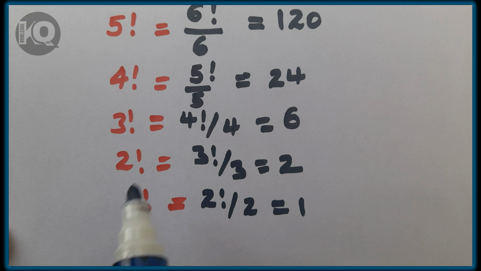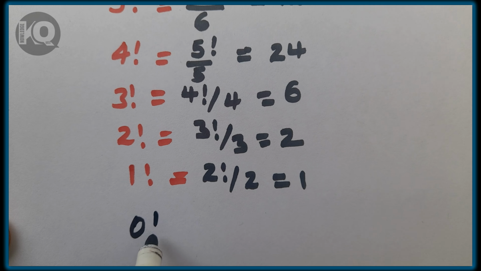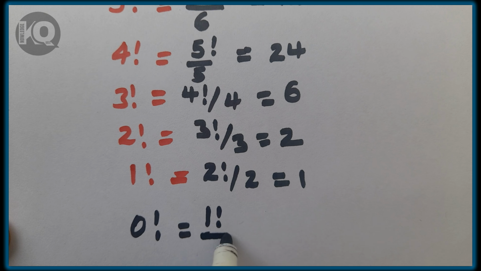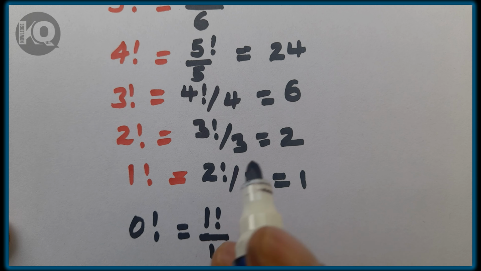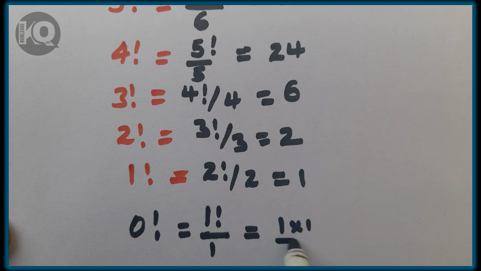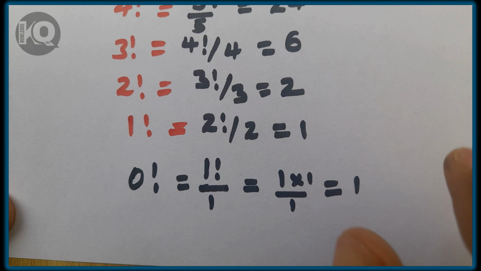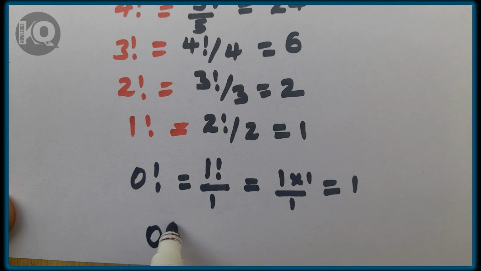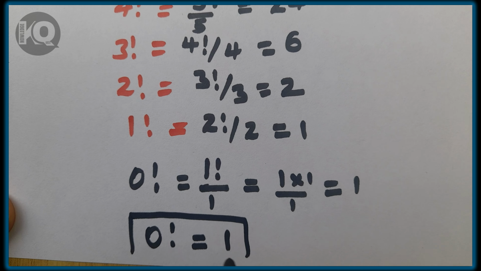So in a similar manner, completing this pattern will give us 0 factorial is equal to 1 factorial divided by 1. So applying the same pattern for 0 factorial, 1 factorial is 1, and 1 divided by 1 equals 1. So having this pattern, we have 0 factorial is equal to 1.